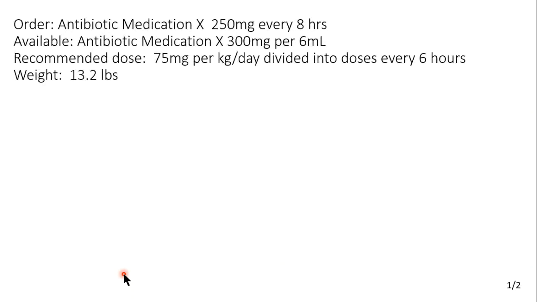The order is for antibiotic medication X, 250 milligrams every 8 hours. Available is antibiotic medication X, 300 milligrams per 6 milliliters. The recommended dose is 75 milligrams per kilogram per day, divided into doses every 6 hours. The weight of the patient is 13.2 pounds.